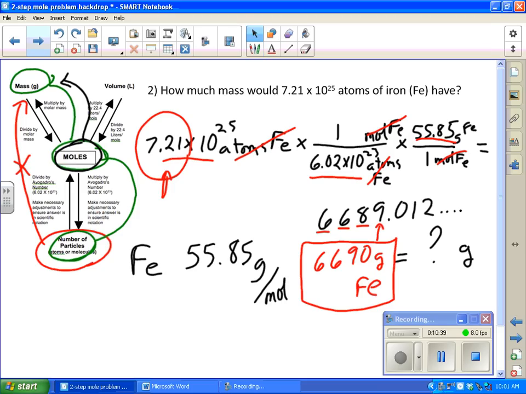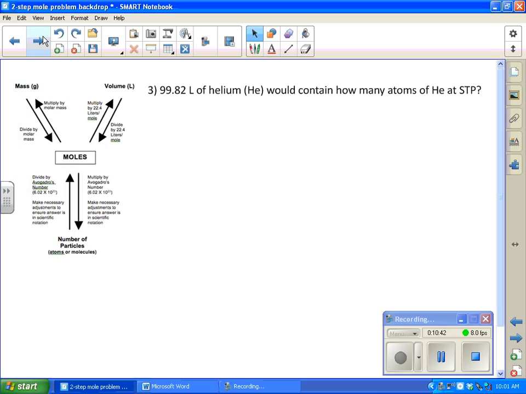Let's move on to the last problem. In this problem, we have 99.82 liters of helium gas. We want to know how many atoms of helium we would have. And this problem is telling us that our liters are at STP, so we know that each mole would be contained in 22.4 liters. Obviously, we have more than a mole here, don't we?